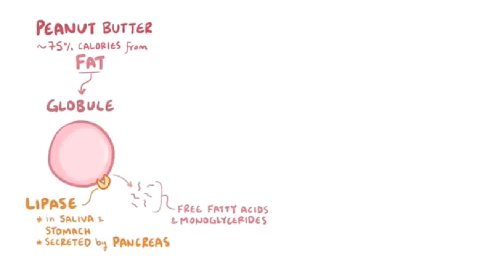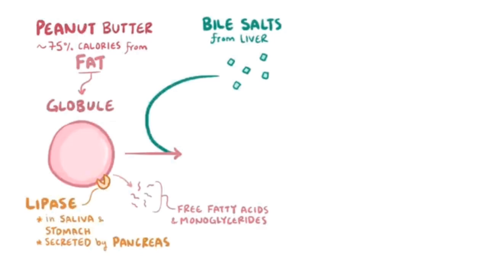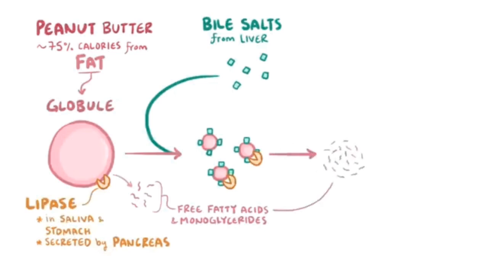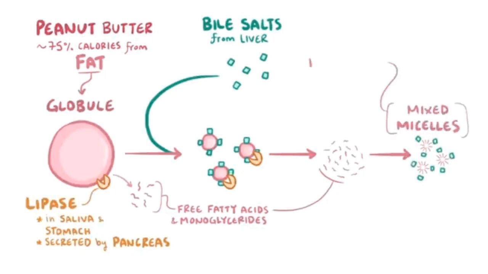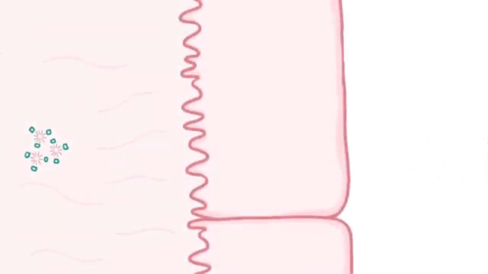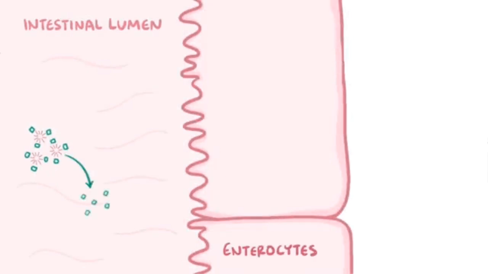But working on the surface of a globule is inefficient. So to speed things up, bile salts produced by the liver break the large fat droplet into smaller droplets, which increases the surface area for the lipases to work. Once the triglycerides are broken down into monoglycerides and free fatty acids, these self-assemble into mixed micelles, which have a hydrophobic interior and a hydrophilic or water-loving exterior. The micelles glide through the watery environment of the intestinal lumen and reach the enterocytes in the intestinal wall. When they get to the enterocytes, the micelles release the fatty acids and monoglycerides, which diffuse into the enterocyte.